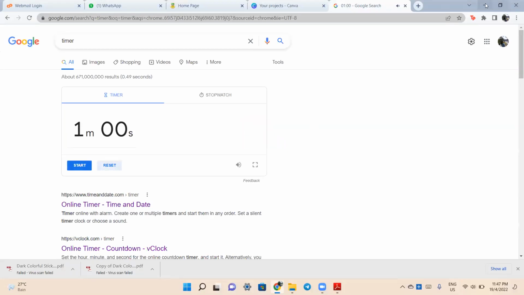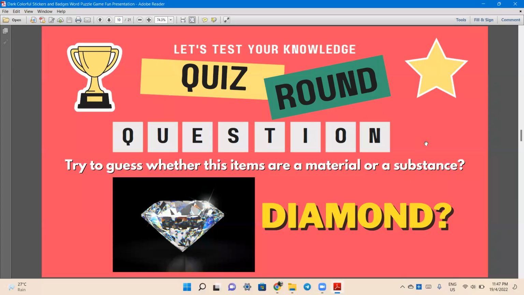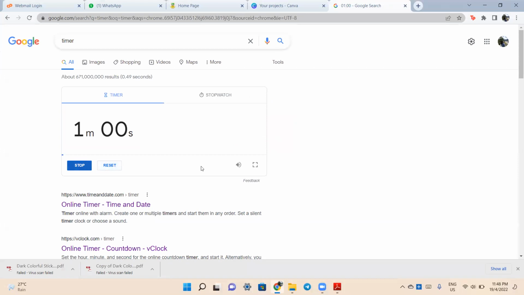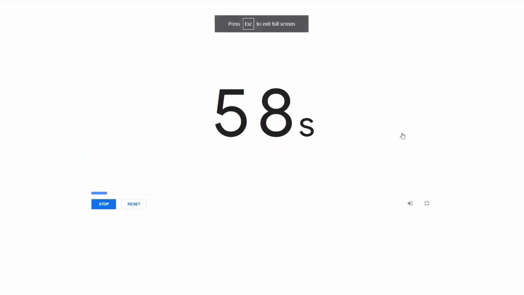Time is up. Diamond is a substance. Very good. It's a pure type of solid as well. Let's do a third one. What about a remote control? Is it a material or a substance? Let's put a timer. Let's go.